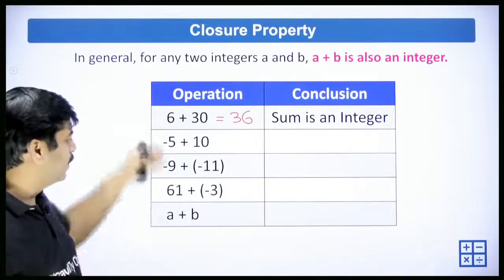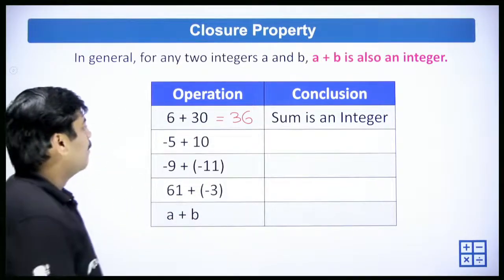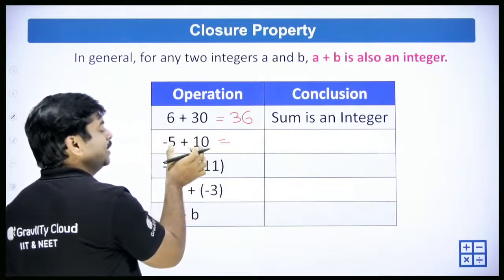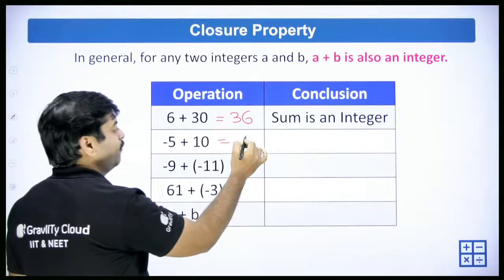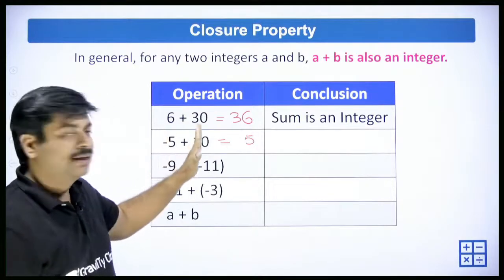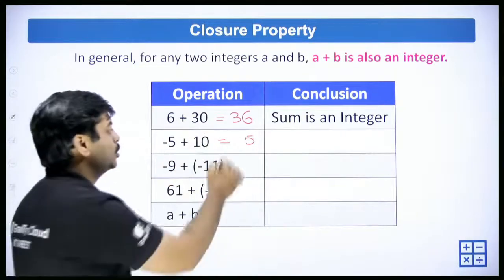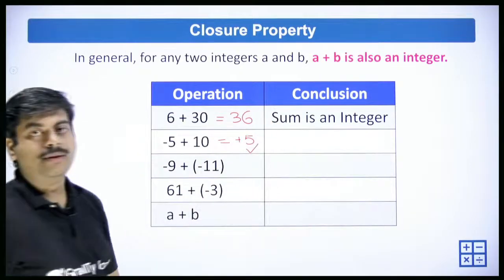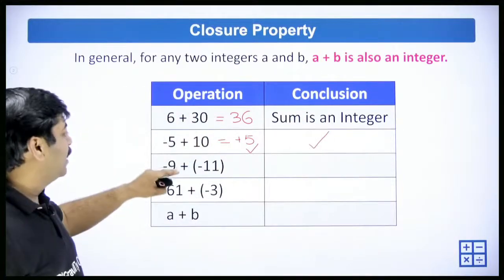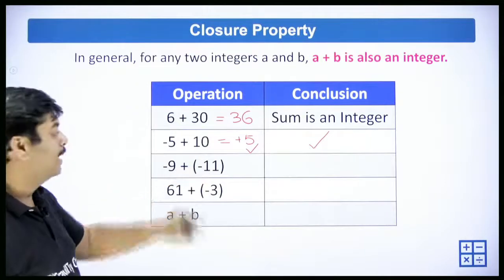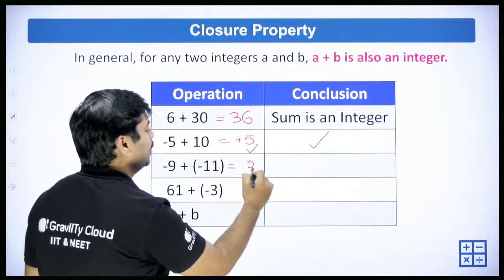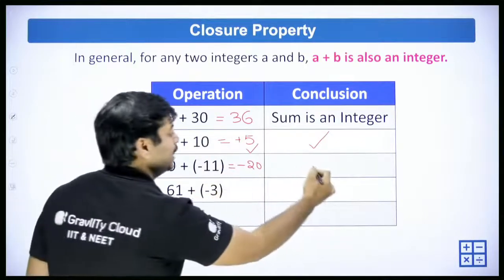But let's try different cases, positives and negatives. Minus 5 plus 10. I told you whenever you have one negative, just find the difference. 10 minus 5 is 5, and keep the sign of the greatest number. Between 5 and 10, the greatest number is 10, which is positive, so plus 5, which is an integer. Minus 9 plus minus 11: both are negatives, just add normally, 20, and keep negative. Is that an integer? Yes, minus 20 is an integer.